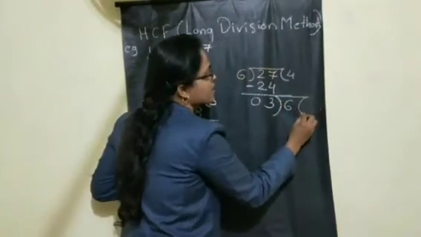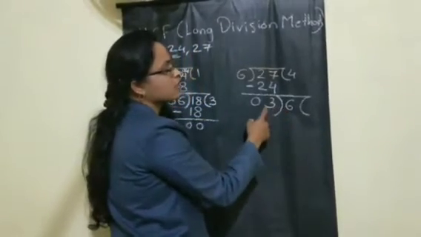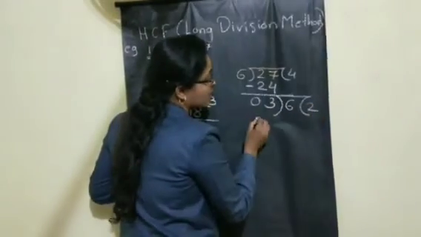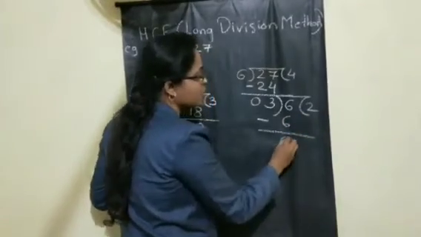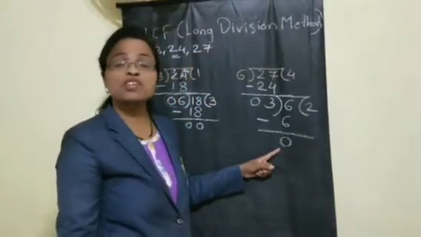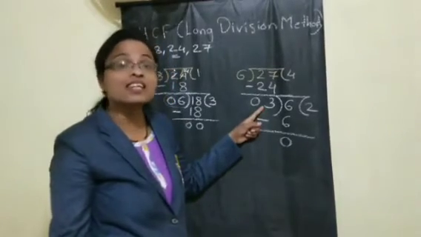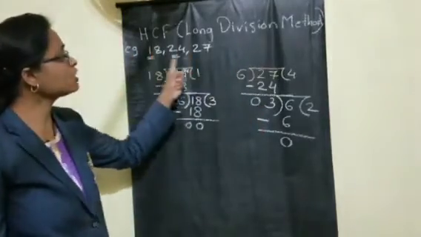Understanding? Yes. Now in the 3 table, is 6 present? Yes. 3 times how much is 6? 2s. How much are we writing here? 3 2s are 6. And 6 minus 6 is 0. So by which number did we get the last answer 0? By the factor 3. So 3 is the HCF of all these 3 numbers.